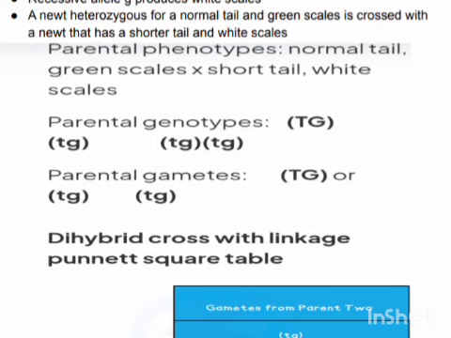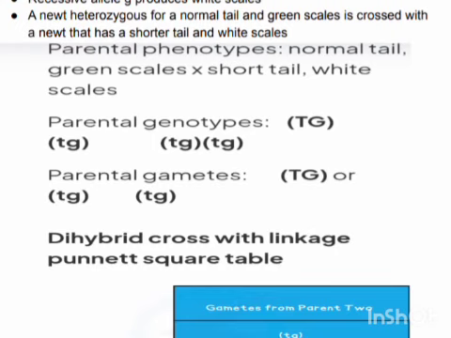Okay, so first of all you need to remember one thing: tail length and scale color are displaying autosomal linkage, right? So they're going to exist in the parental combination. If you're talking about normal tail and green scales, you'll write one capital T, because normal tail length, and one capital G because that gives you green scales. And that is on one chromosome.